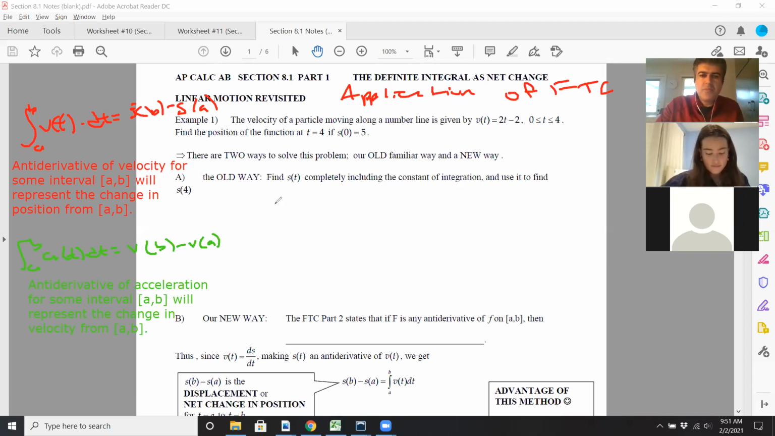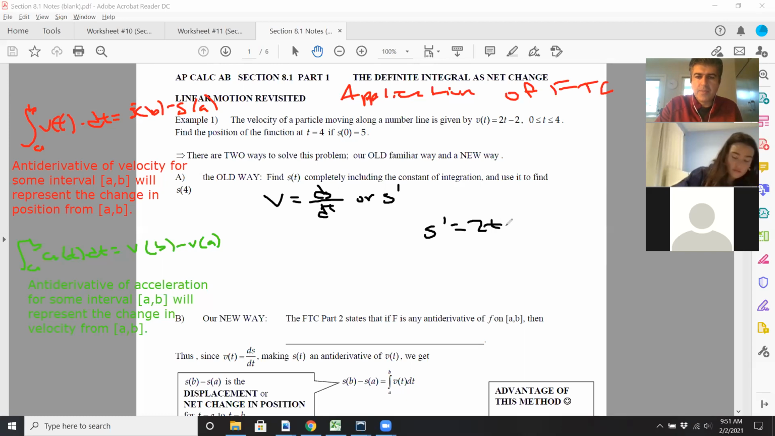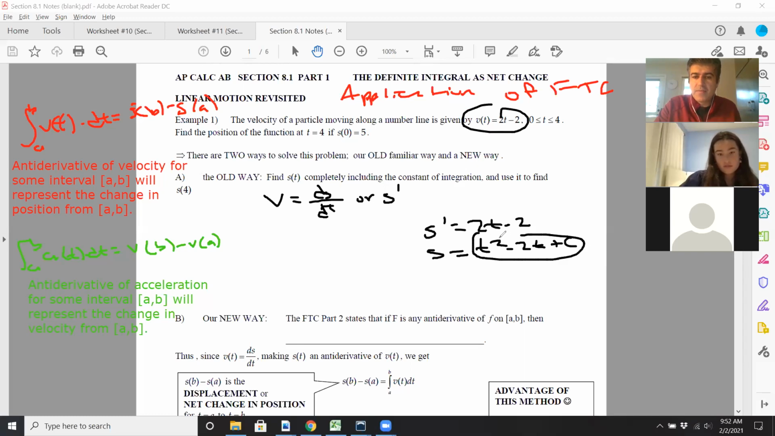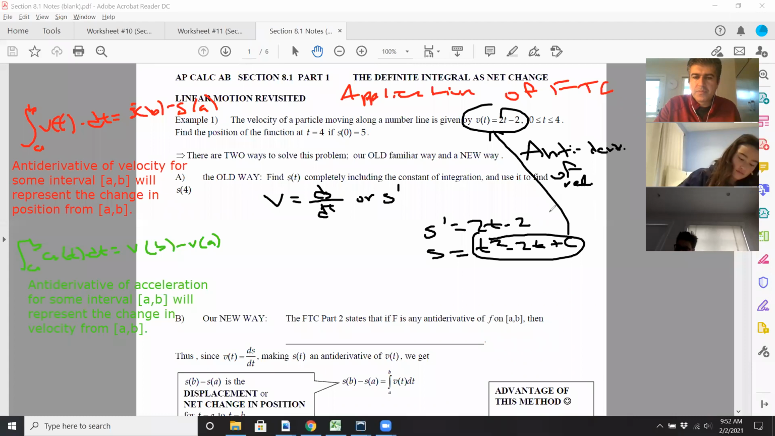Okay, so remember, we know that velocity is ds/dt, or s prime. So s prime equals 2t minus 2. And we know that then s of t, or s, will equal t squared minus 2t plus c. So that's going to be the position function, right? That's just the antiderivative of velocity. And I think we talked about this a couple weeks ago. That's the antiderivative of velocity, t squared minus 2t plus c.